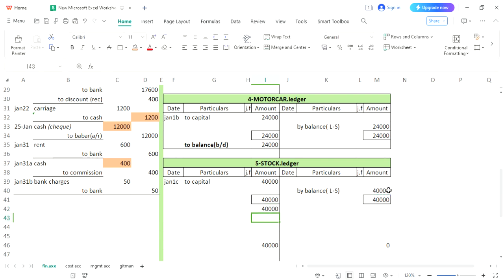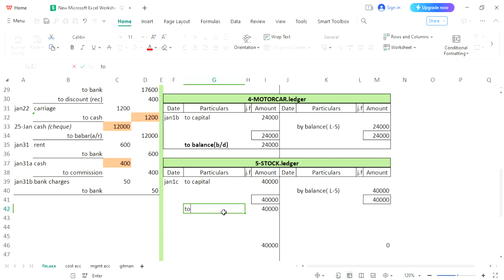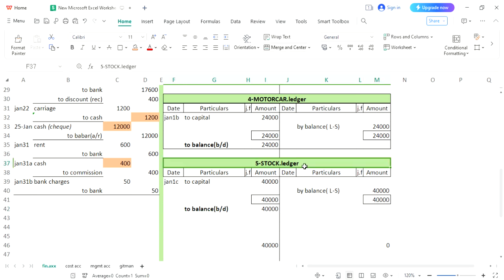How? Balance was written upside of the total, and now you have written this balance downside of the total. Change its name. You will write it balance, but this balance would be considered as brought down. That is why you are mentioning it BD, brought down. The purpose of making ledger of stock was to calculate balance brought down, and we have already calculated.